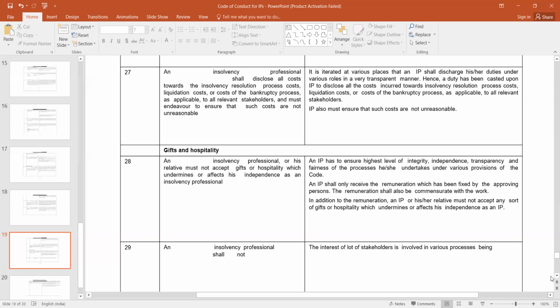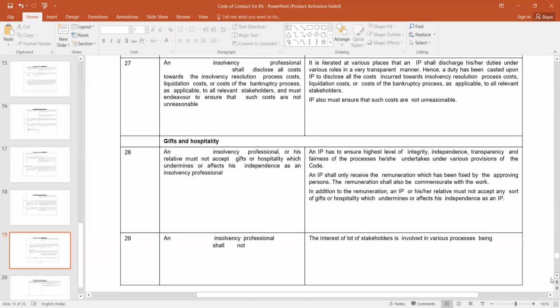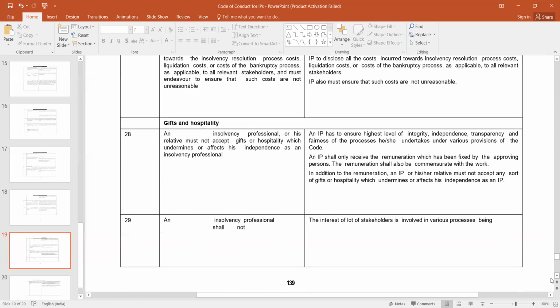One question. IP cannot accept gift. Can IP give gift to COC or maybe financial creditors? No, why should he give? Objectivity is needed. Why should he give? He should act in a transparent manner.